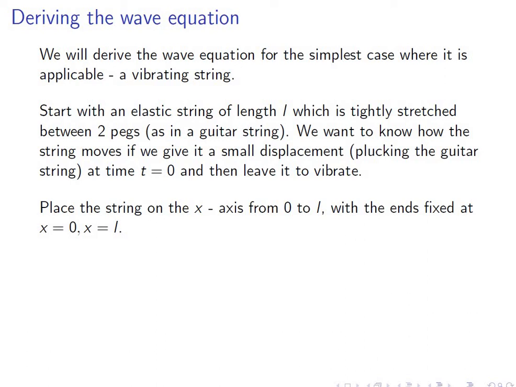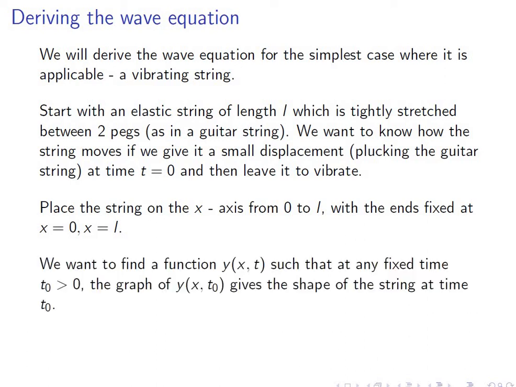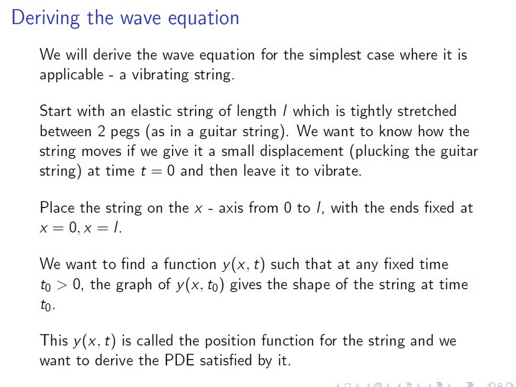Place the string on the x-axis from 0 to L with the ends fixed at x = 0 and x = L. We want to find a function y(x,t) such that at any fixed time t0, the graph of y(x,t0) gives the shape of the string at time t0. This two-variable function y(x,t) is called the position function for the string, and we want to derive the PDE satisfied by it.